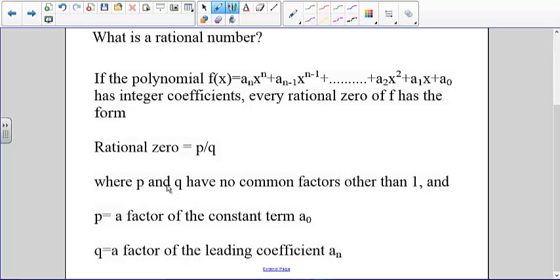And that's if p and q have no common factors other than 1. What you can do there is divide. If a sub n and a sub 0 have a common factor, then you would divide the whole expression by whatever that common factor is. So we'll see what that means in a second.